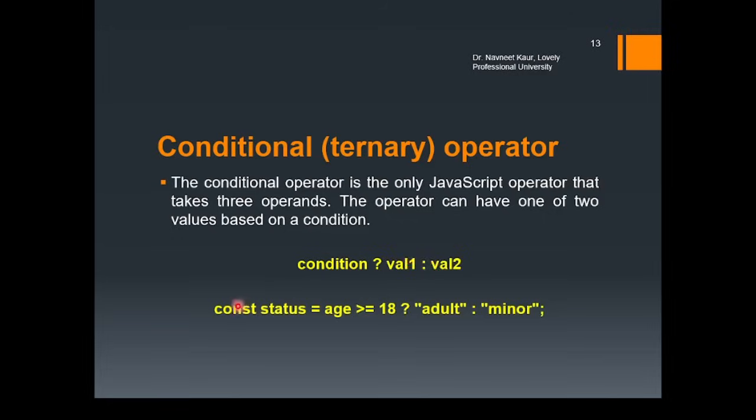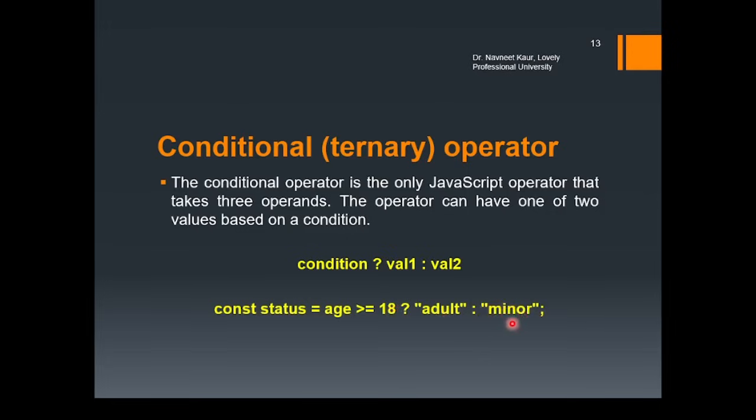We already have this example here. Let's say we are using const, or you can also use var or let. Const status equals, we are using the condition here, age greater than or equal to 18. So assume that a variable called age is already declared. We are checking the condition. If the condition comes out to be true, it will print adult. If the condition doesn't come out to be true, meaning it's false, then it will print minor.